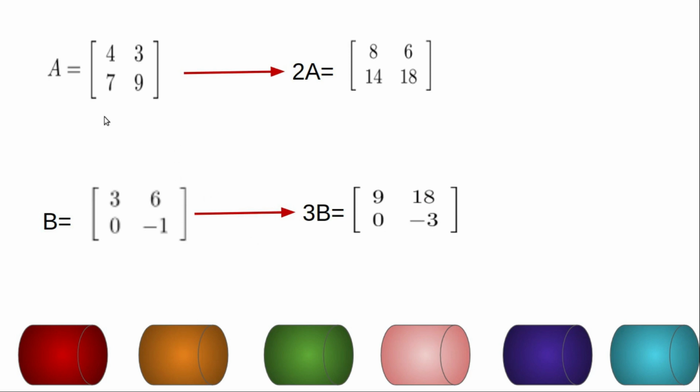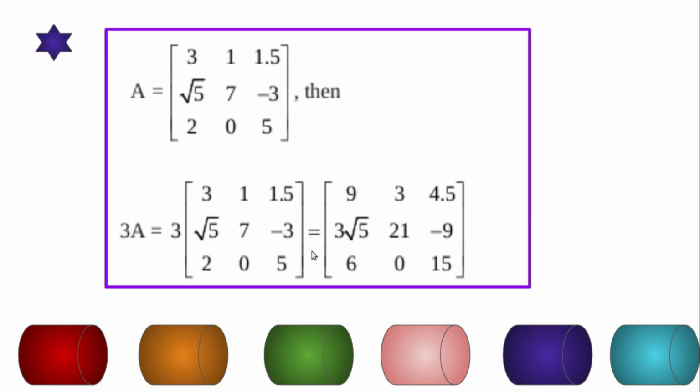Now consider a matrix A equal to matrix 4, 3, 7, 9. Then 2A equals multiply each element by 2: 4 into 2, 8; 3 into 2, 6; 7 into 2, 14; 9 into 2, 18. So 2A is matrix 8, 6, 14, 18. Now consider another matrix B, matrix 3, 6, 0, minus 1. 3 into B is 3 into 3, 9; 6 into 3, 18; 0 into 3, 0; minus 1 into 3, minus 3. So this is 3B. Multiply each element by this constant.